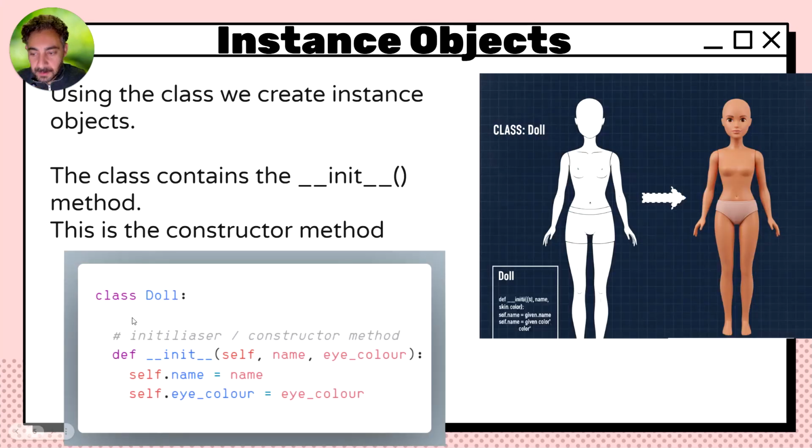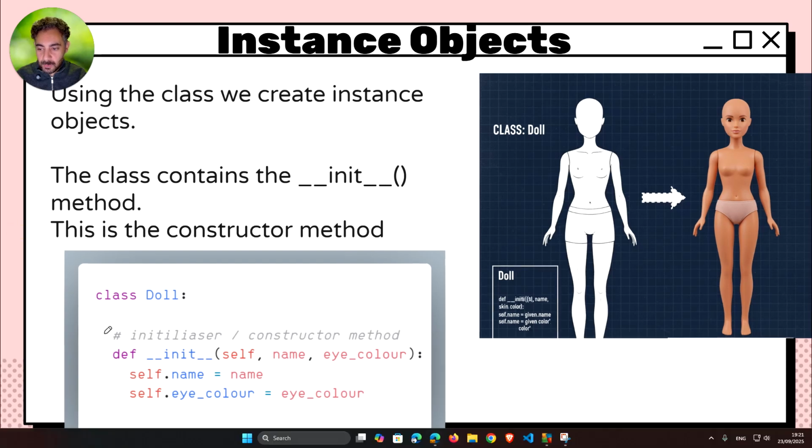Right, now that we've removed the pass from our object, our blueprint, our class, we have what's known as a constructor method. In Python, that's known as the initializer, but in your exam, you're going to refer to that as a constructor method. What that basically does is give the object particular attributes at the time that it's created.